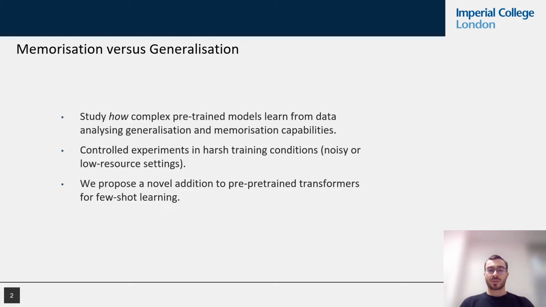Previous work in this area studied in great detail what these models learn and how this knowledge is then used in downstream tasks. What still remains partially unclear is how these models learn, which we believe to be fundamental in order to know in which scenarios these models fail and how we can improve them. Therefore, our goal is to qualitatively study in depth how complex pre-trained models learn by analyzing their generalization and memorization capabilities.